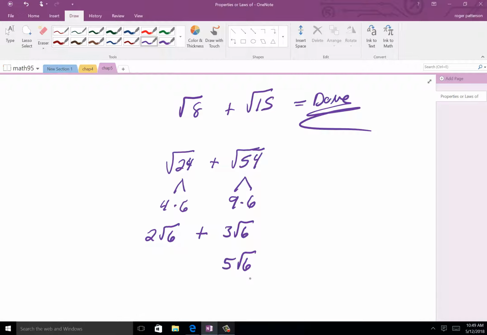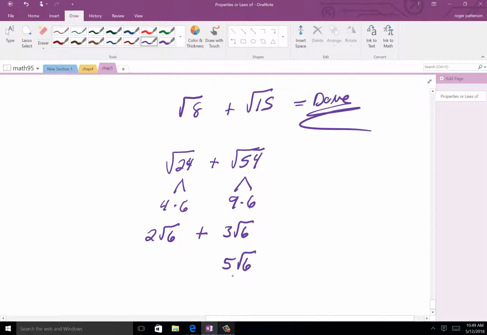So if they can be simplified, then you have to check that and see if you can add them. If it's 8 and 15, there's really nothing I can do with 15. I can break 8 down, but still I'm not going to get anything. But here, 24, 4 and 6, 54, 9 and 6, that one's going to work.